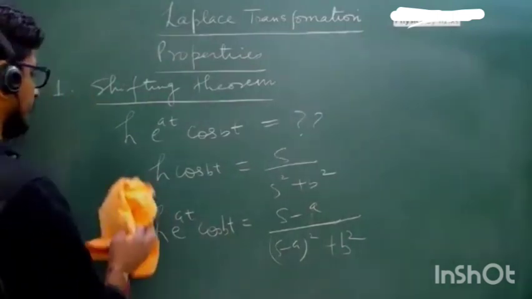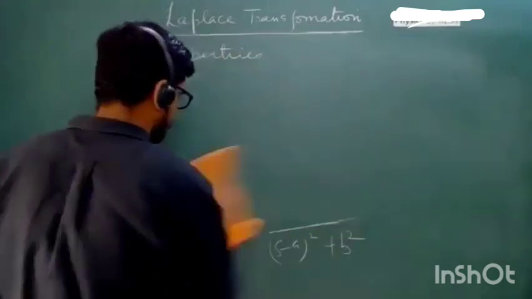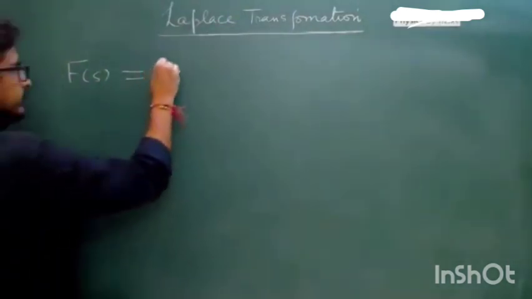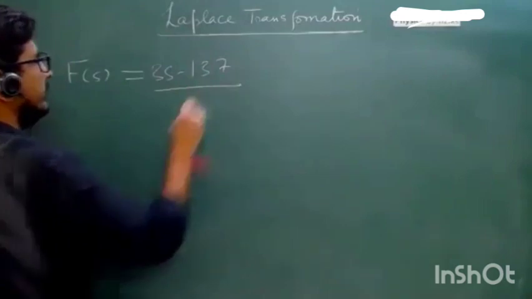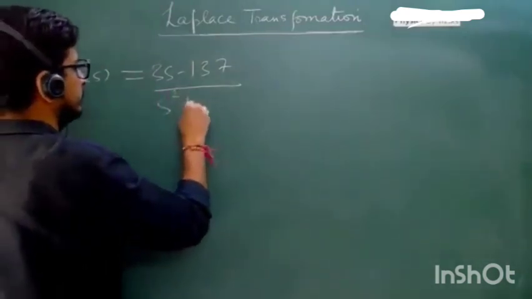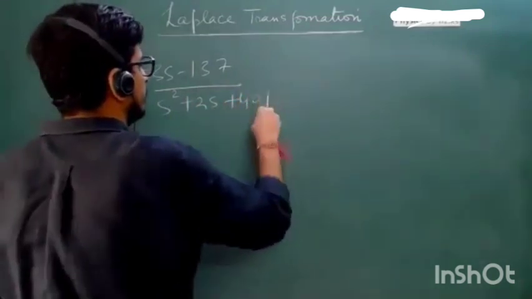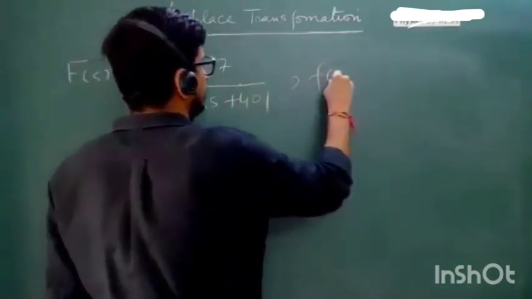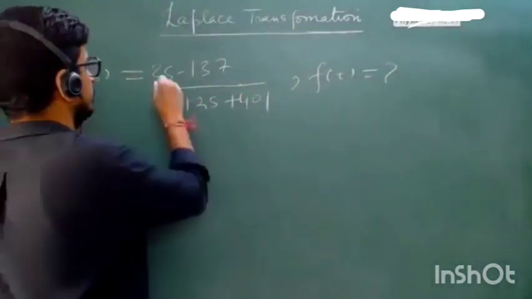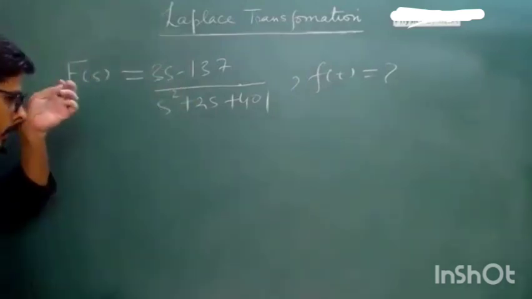Okay, so let me take another problem. Write the inverse Laplace of F(s), which is given as 3s minus 137 over s square plus 2s plus 401. And I want f(t). So how to approach this?